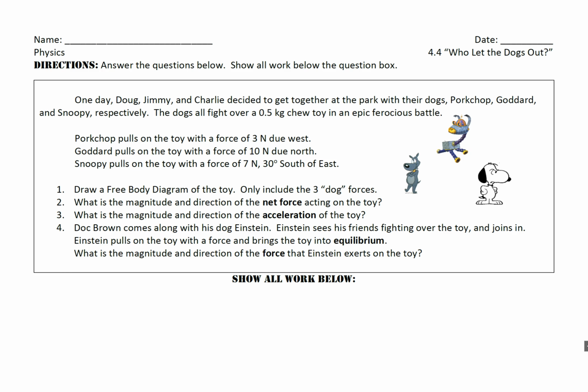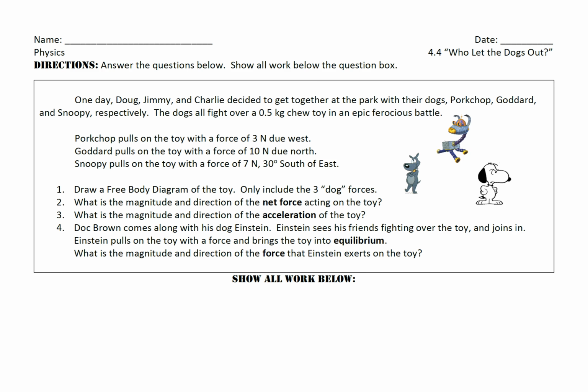So it says, what is the magnitude and direction of the net force acting on the toy? What is the magnitude and direction of the acceleration? And then Doc Brown comes along with Einstein. That's a Back to the Future reference. And Einstein pulls on the toy and makes it go into equilibrium.